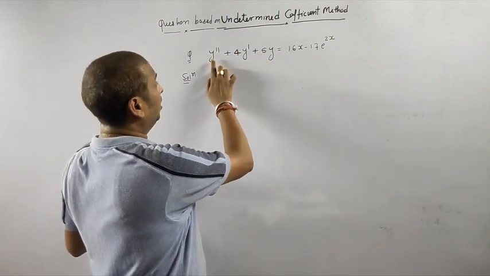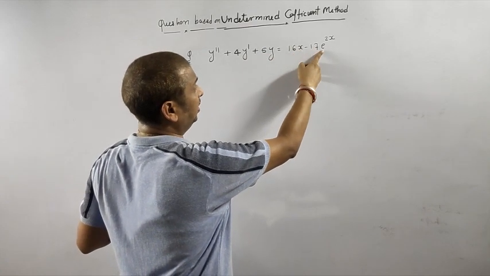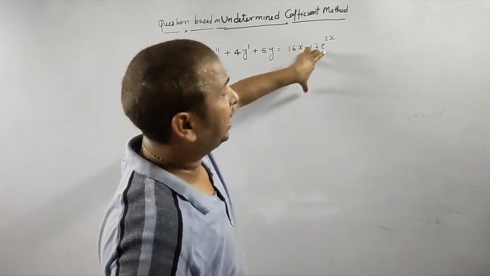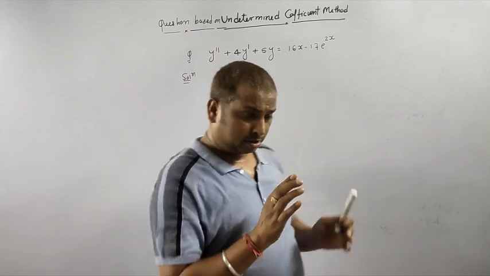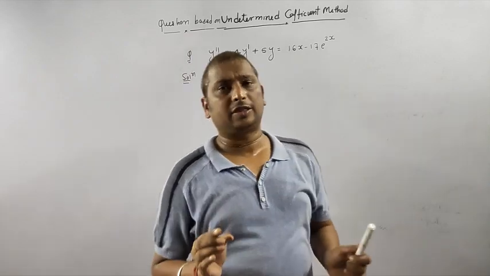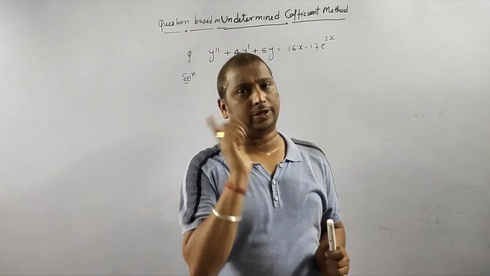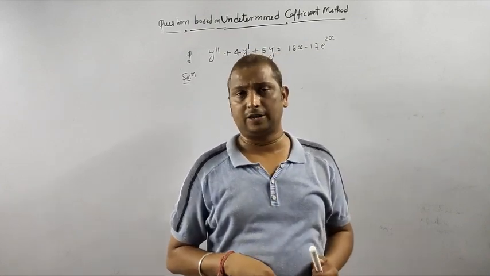What is the question? y double dash plus 4y dash plus 5y is equal to 16x minus 17 e to the power 2x. Here the Rx part contains algebraic and exponential both. So what is our methodology? The methodology is very simple. Your first step is to write the auxiliary equation and then write the CF part, the complementary function.